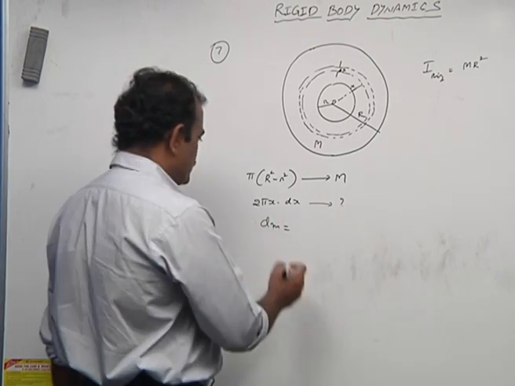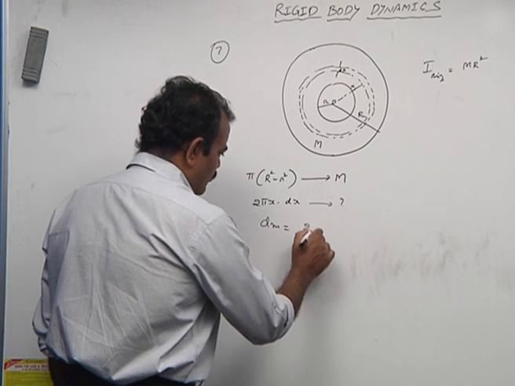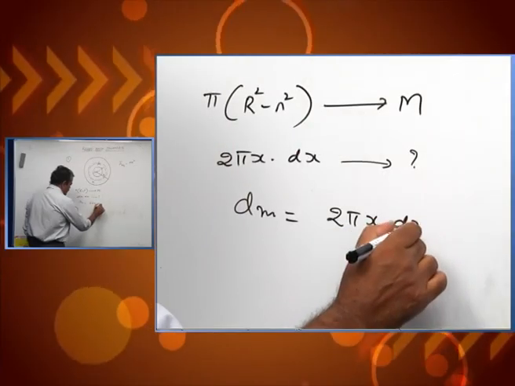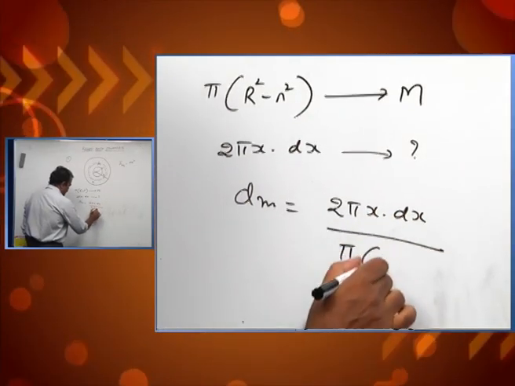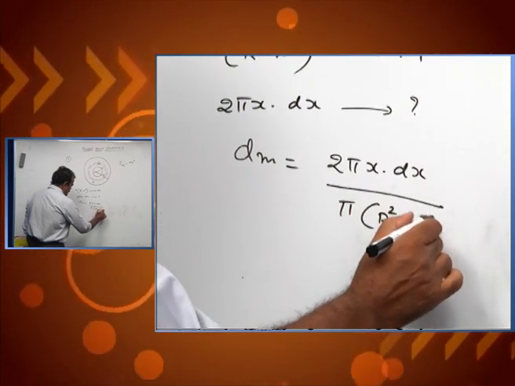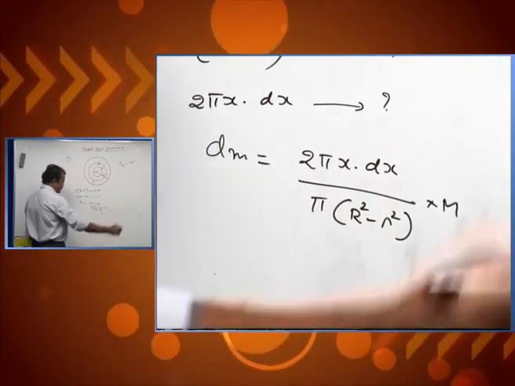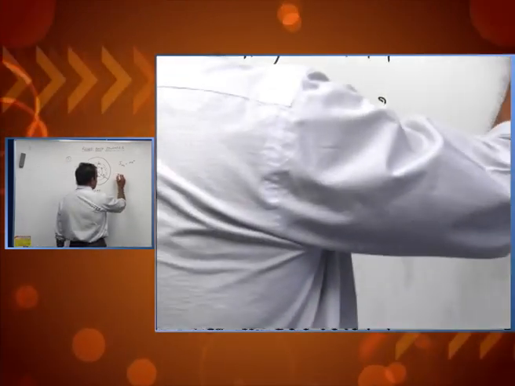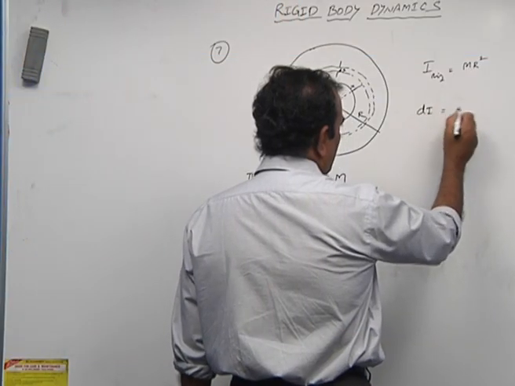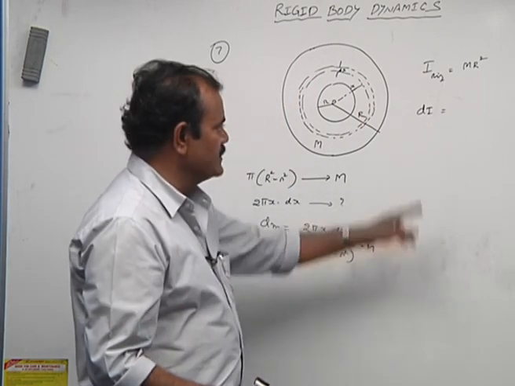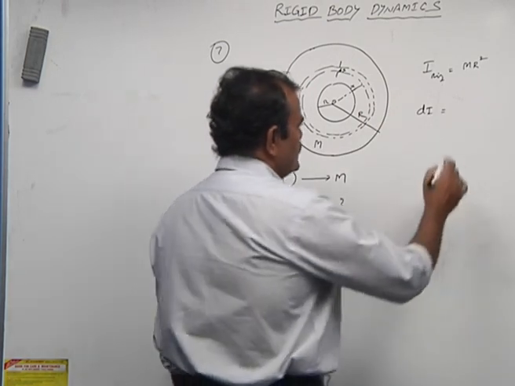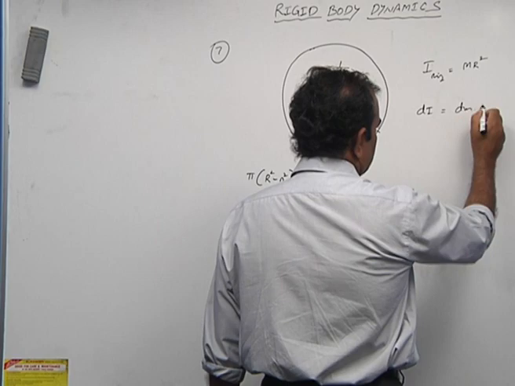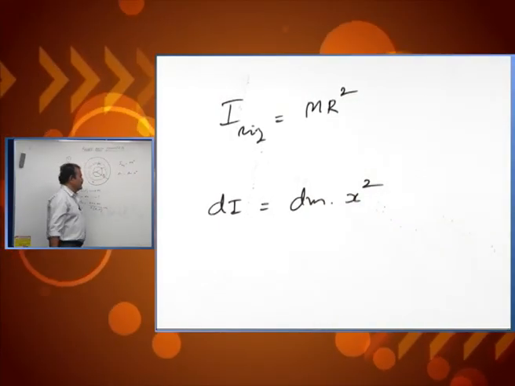So dm is equal to 2πx dx over π of (R² minus r²), times the mass M. That is the mass. So when you come to the moment of inertia of that elemental ring only, dI is equal to dm into its distance squared, dm into x².